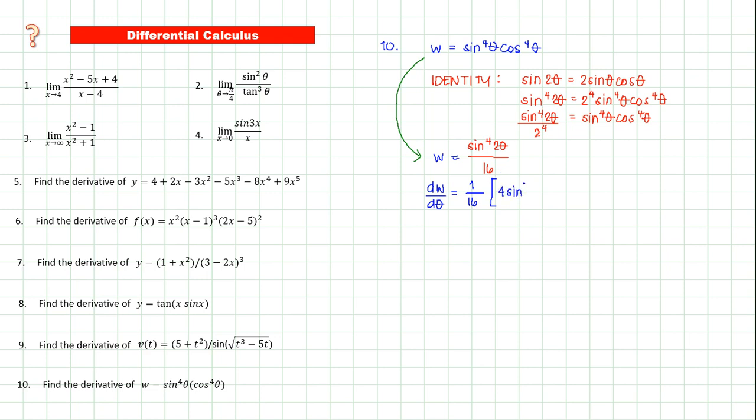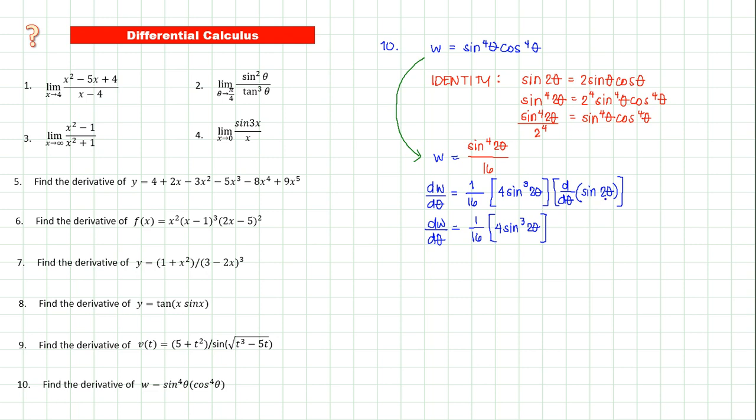Then, sine cube, no? Cube na lang siya ng 2 theta times the derivative nung nandun sa loob, no? The derivative with respect to theta ng sine 2 theta. Okay, so equal yan ulit. dW over d theta equal yan sa 1 over 16 times 4 sine cube ng 2 theta.